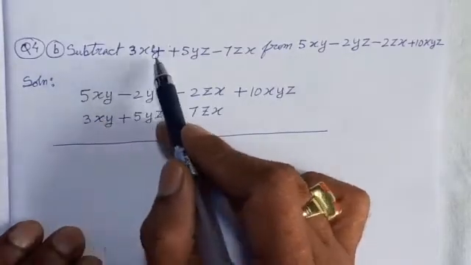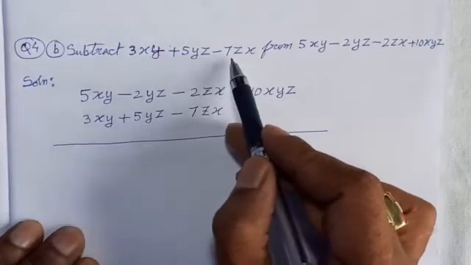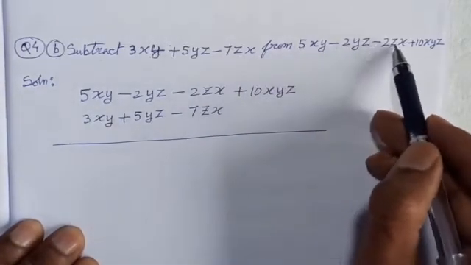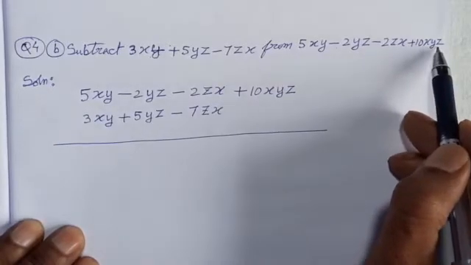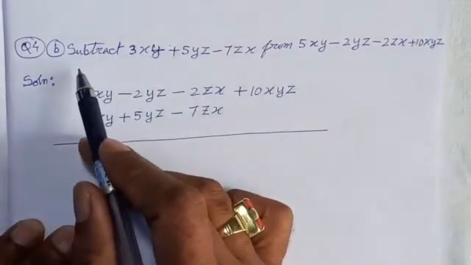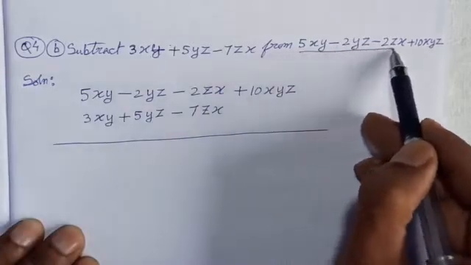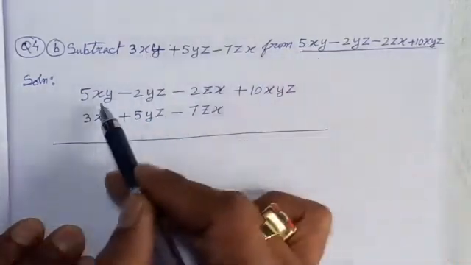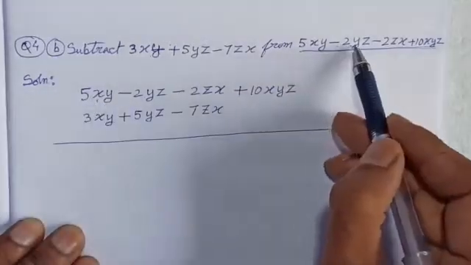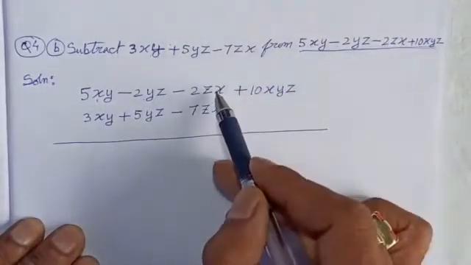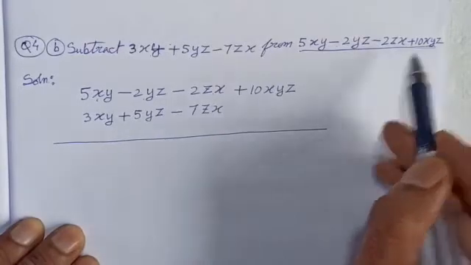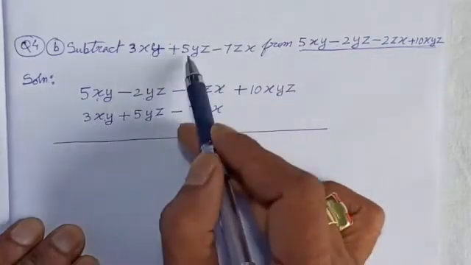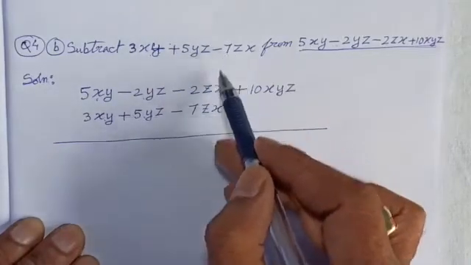Subtract 3xy plus 5yz minus 7zx from 5xy minus 2yz minus 2zx plus 10xyz. In this question, it is telling that from this expression we have to subtract the other. So we have to write this down first. Solution: 5xy here, minus 2yz here, minus 2zx here, plus 10xyz here. Then we have to subtract this: 3xy here, 5yz here, minus 7zx here.